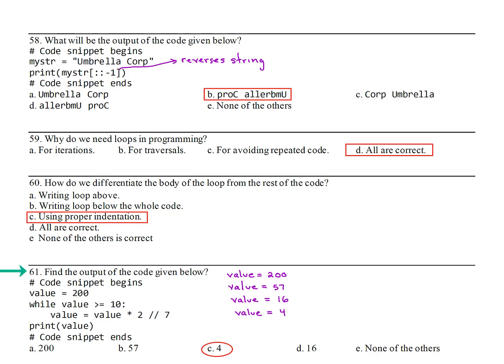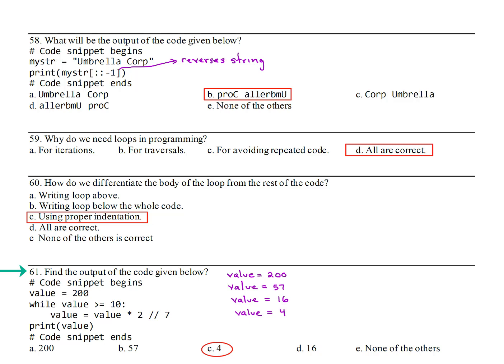Now again, anytime that you really want to know what's going on in a loop, what will it print? You need to run the trace. You can do that by hand. Value starts at 200, and then we're going to keep going until the value drops below 10. That's what our while is. While value is bigger than or equal to 10, we're going to continue to execute, or iterate through, the body of the loop.